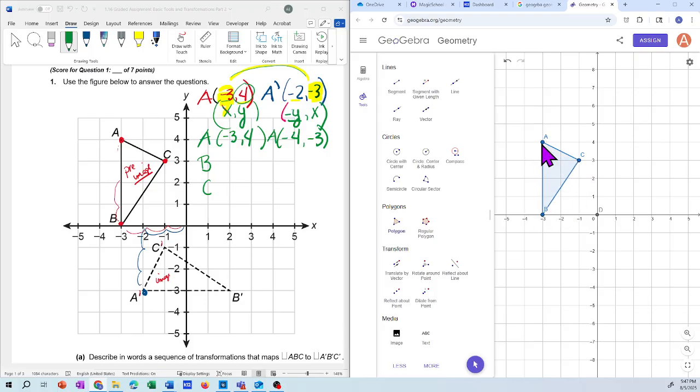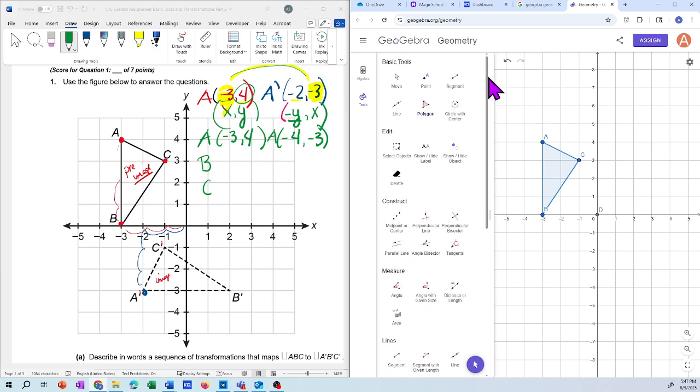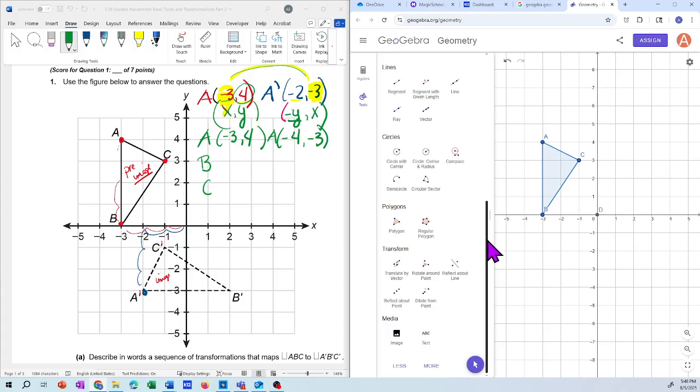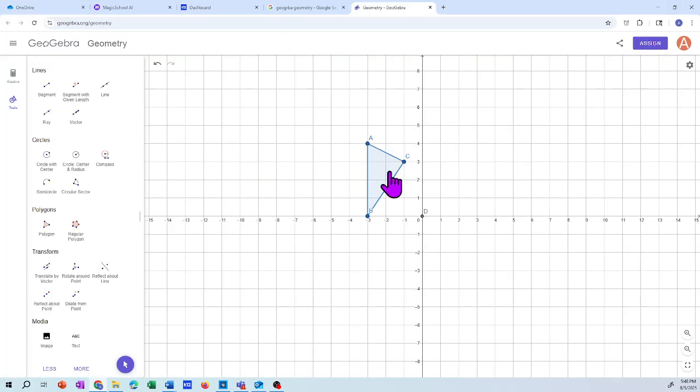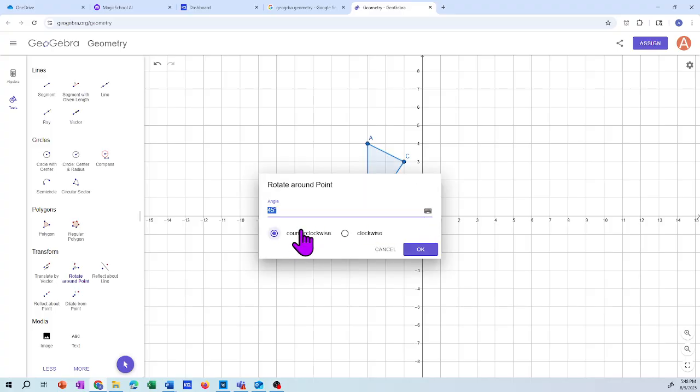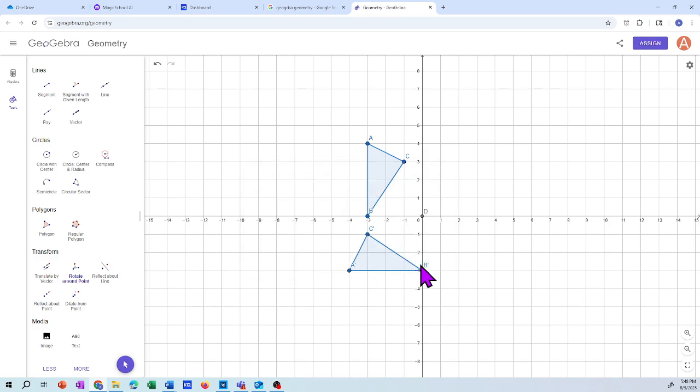Then I'm going to need, if you go to the top to point, I'm going to graph my center of rotation, which I already have here, which is point D. Okay, here it is. So that's the only thing you're going to do. And then I'm going to do my rotation here. You're going to scroll down to transform and rotate around a point. Then it says select object to rotate, which is the triangle, and center point, which is D, and counterclockwise 90 degrees. Okay? And there you go, I already created it.